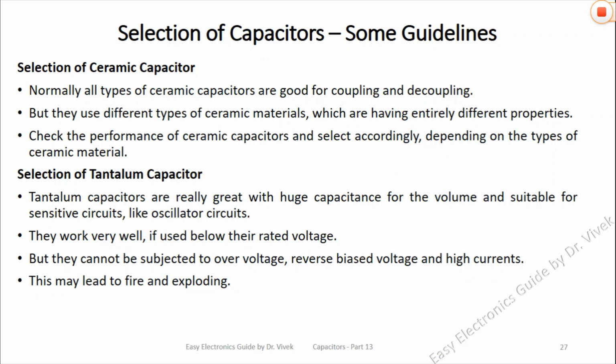There should be precautions for the usage of tantalum capacitors. Always run tantalums below their rated voltage. They cannot be subjected to overvoltage, being reverse biased or passing high currents. It may lead to exploding.